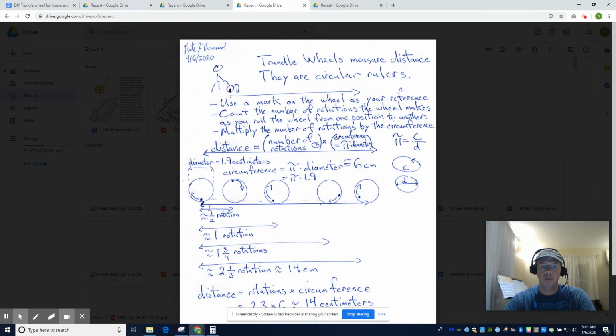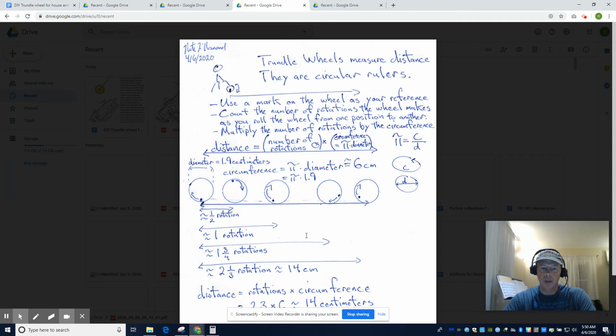So like I said, this is roughly half a rotation of my penny. Half of the circumference is 3 centimeters. So this line right here is 3 centimeters long. Here, I've rotated through almost a full rotation. So from here to here, the trundle wheel has moved 6 centimeters. This is almost 2 complete rotations. What would that be? 1 3/4 of 6 is like 10 and a half.